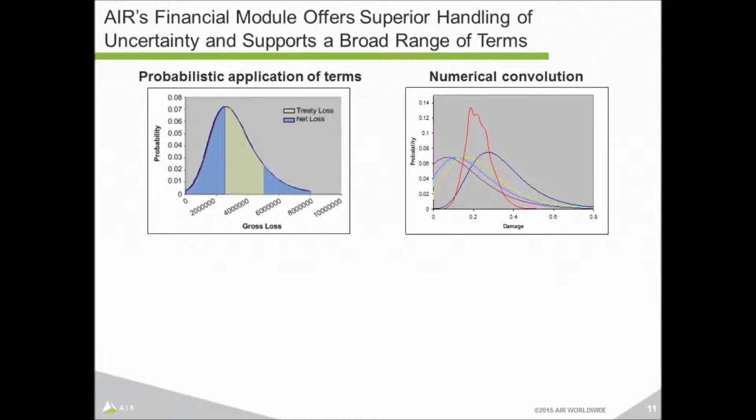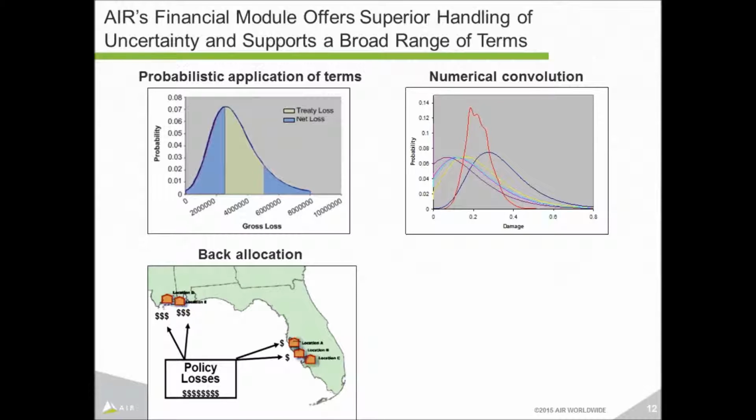Additionally, we employ a back allocation approach that allows clients to obtain losses net of terms all the way down to the location or coverage level in a manner where they tie out to the account loss. Proper back allocation of losses is vitally important in a number of functions when analyzing CAP model output, including measuring contributions of individual locations to an account's overall loss for an event, and properly estimating losses to policies subject to reinsurance treaties with occurrence limits.